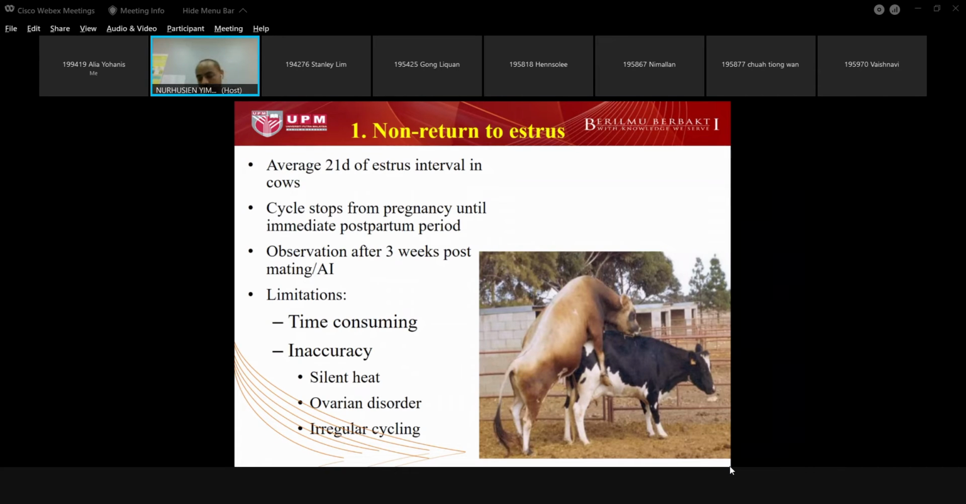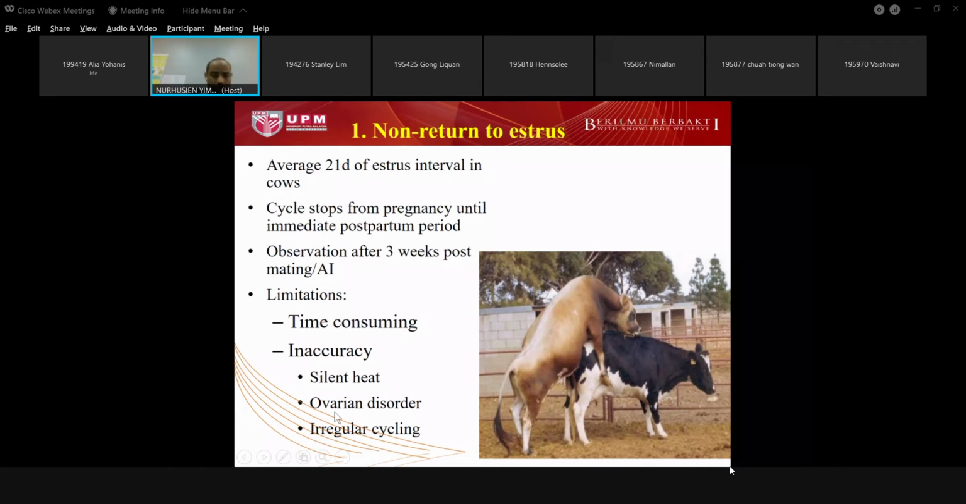factors, including the problem of what we call silent heat, which is common in cows. Silent heat means the cow is able to cycle and able to ovulate, but doesn't show the behavioral manifestation of the estrus sign. I hope you understand what estrus sign means: the behavioral expressions of the signs of heat that are exhibited by a cow on heat. So this is one of the challenges.